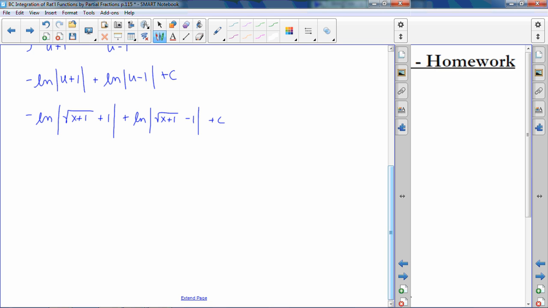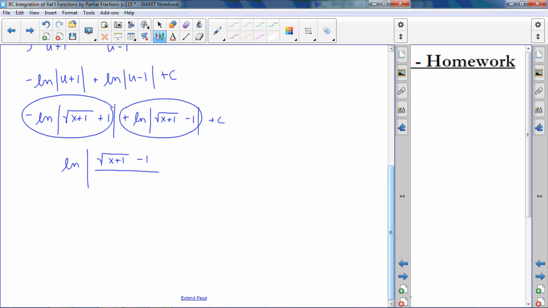And then one last thing that we can do is using the properties of logarithms, we can actually combine these two into one log. And that's going to be the natural log of anything with a plus goes on top, square root of x plus 1 minus 1, and anything with a negative out front of the logarithm gets to go on the bottom. So we have the square root of x plus 1 plus 1. And you can't do anything else with it. Please don't try to cancel things. All right, and that's the end of that one.